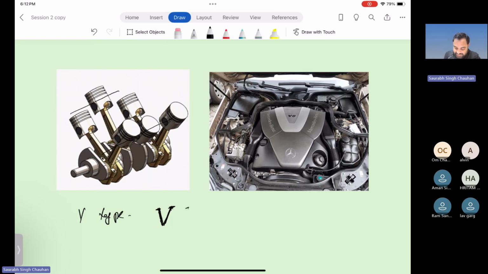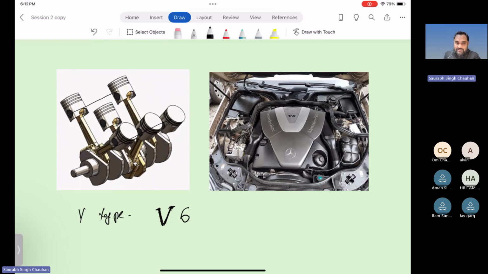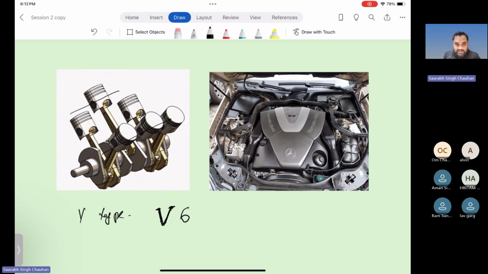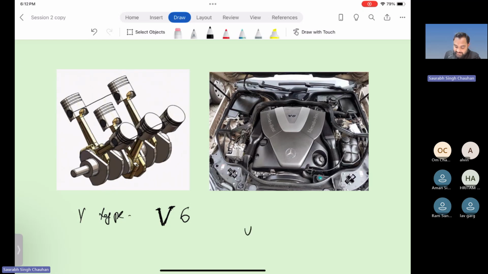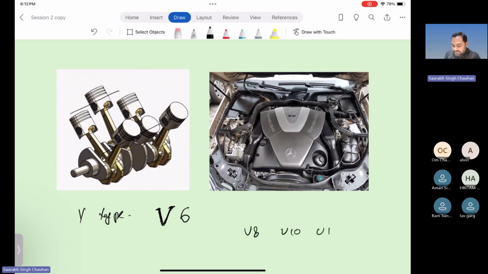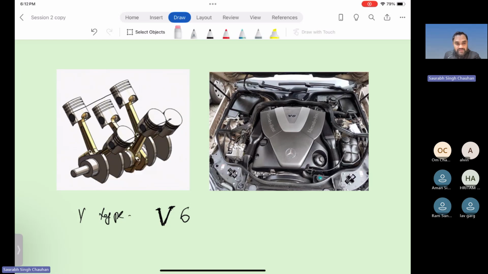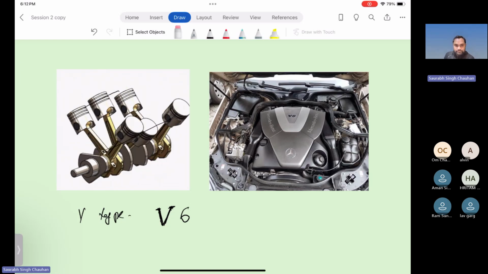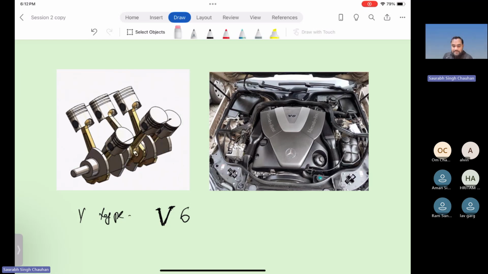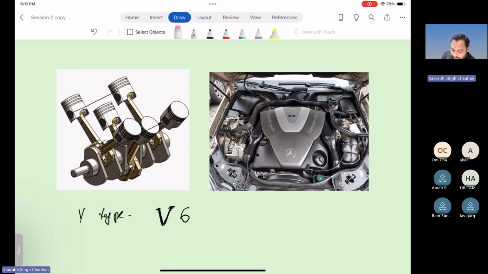Okay, so this is V6 engine, but there can be again more than 6 cylinders. There can be like 8 cylinders, 10 cylinders, 12 cylinders, and so on. Okay, so you can get V8 engines, V10 engines, V12 engines, and so on. These type of engines are quite common, and in high end cars you can find these type of engines. Okay, so for example, here there is one engine of Mercedes Benz.